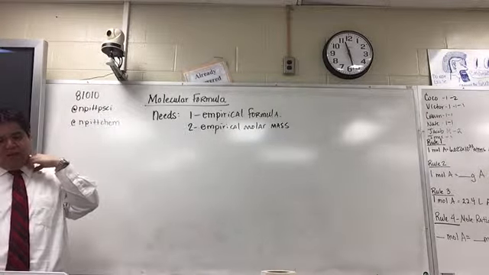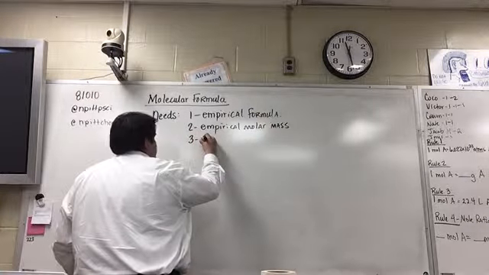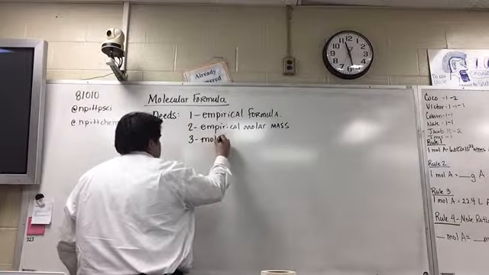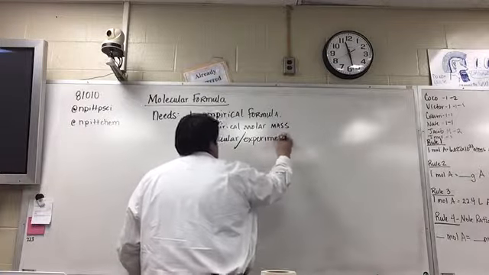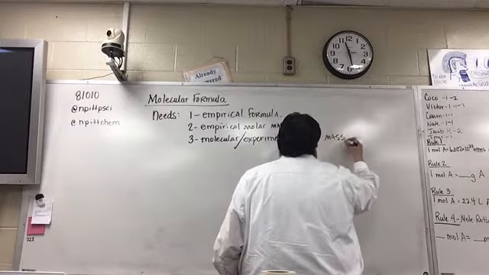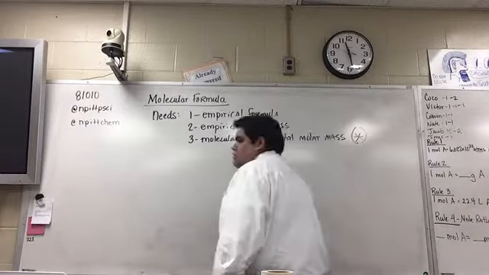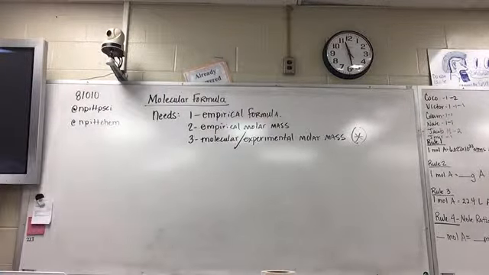And then the third thing you need is some call it the molecular molar mass. Some people call it the experimental. I'm going to put a little asterisk right here. The one with the asterisk, they have to give you, because you cannot figure out a molecular molar mass if you don't have a molecular formula. Like, you can't do an inventory for something that you don't even know that you have.